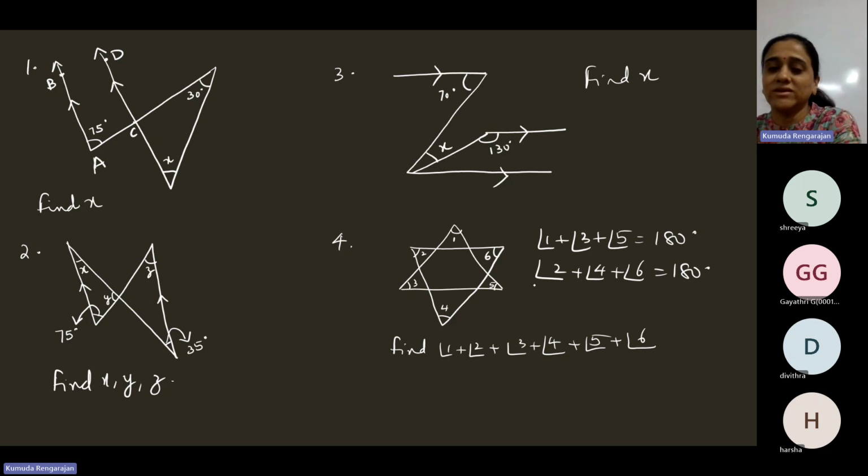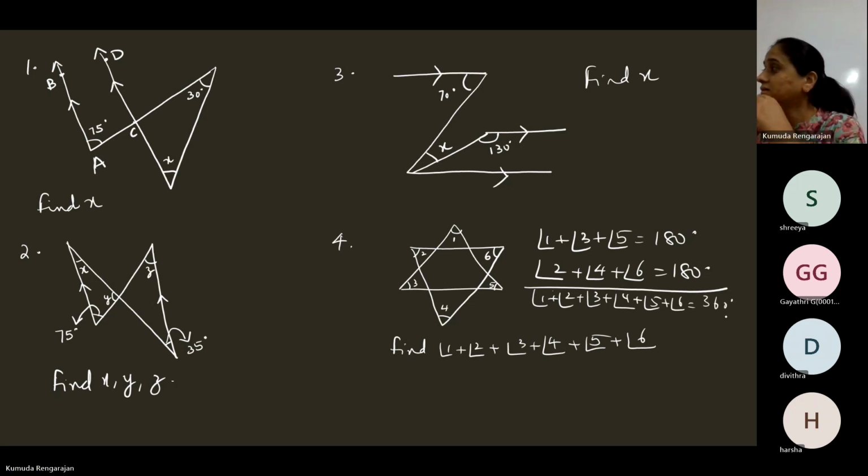Very good. Now when you add these two, angle 1 plus angle 2 plus angle 3 plus angle 4 plus angle 5 plus angle 6 is equal to 360 degrees. Got it, all of you? Very good.